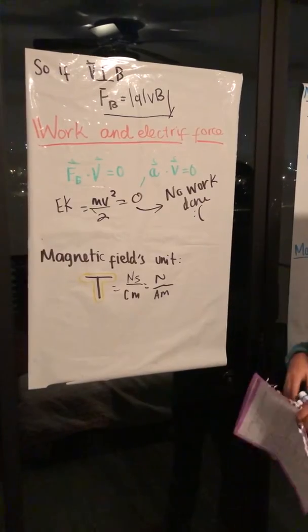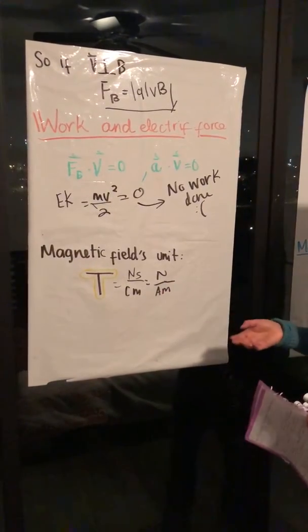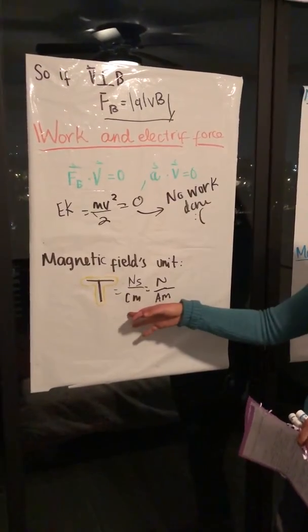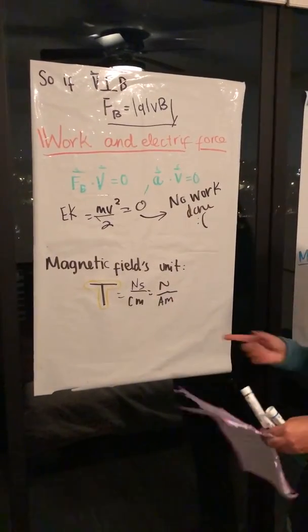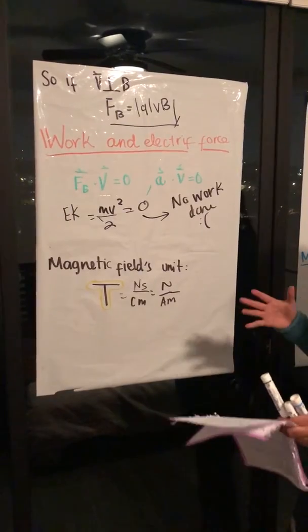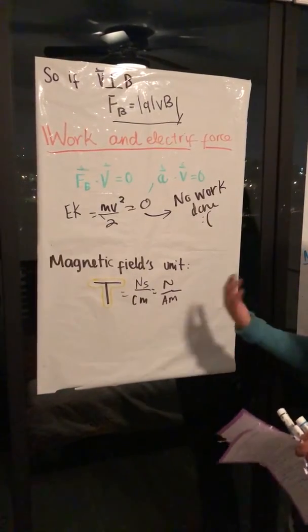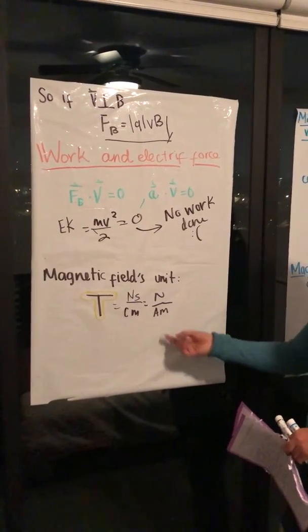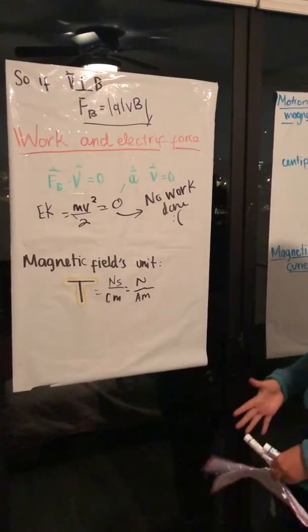So magnetic field units are the Teslas, which are given by newtons times second over coulomb times meter, the distance between the interaction. Or it can also be newtons over ampere times meters.